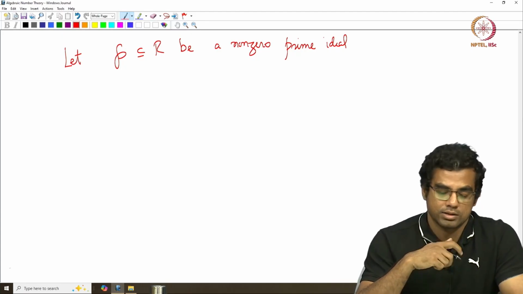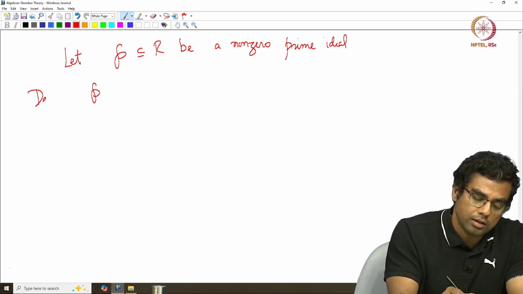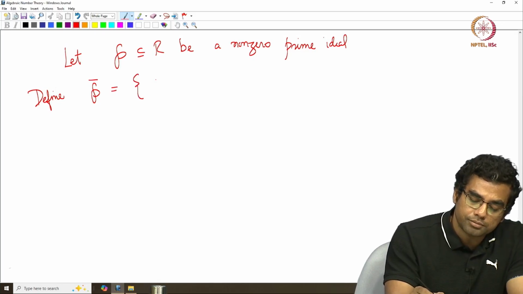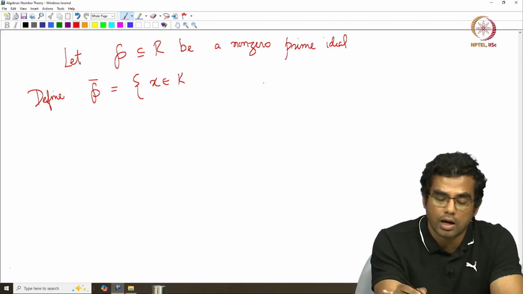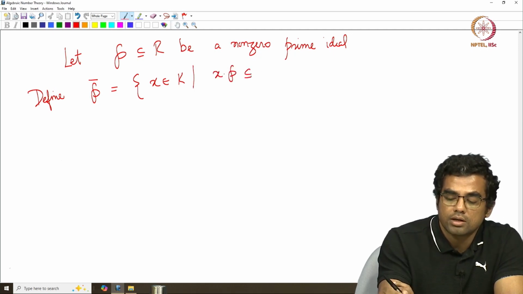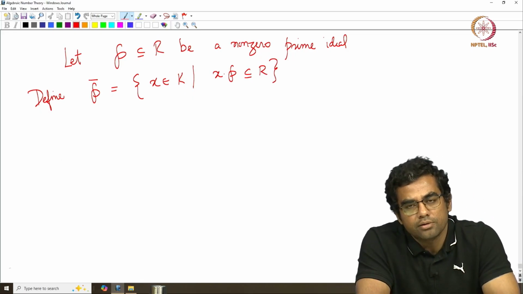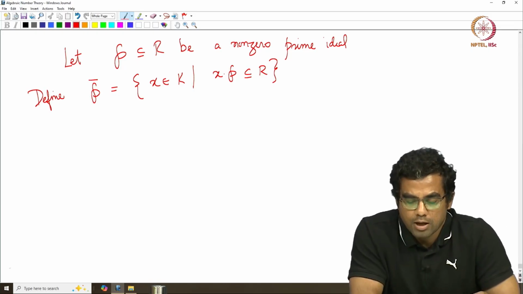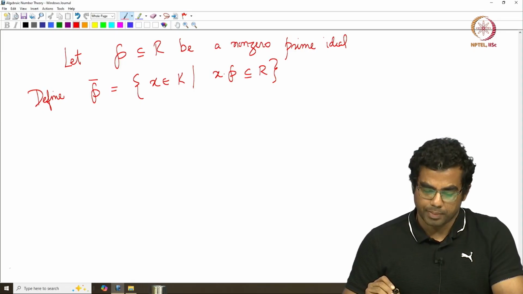So, a way to do that is to define it as follows, which makes it easier to understand. What you do is you define P bar to be the set of all elements x in K, remember K is the quotient field of R, such that x times P is contained in R. So, you do something slightly different than taking inverses of all the non-zero elements in P. And it turns out that this gives you the right object, and we will show that.